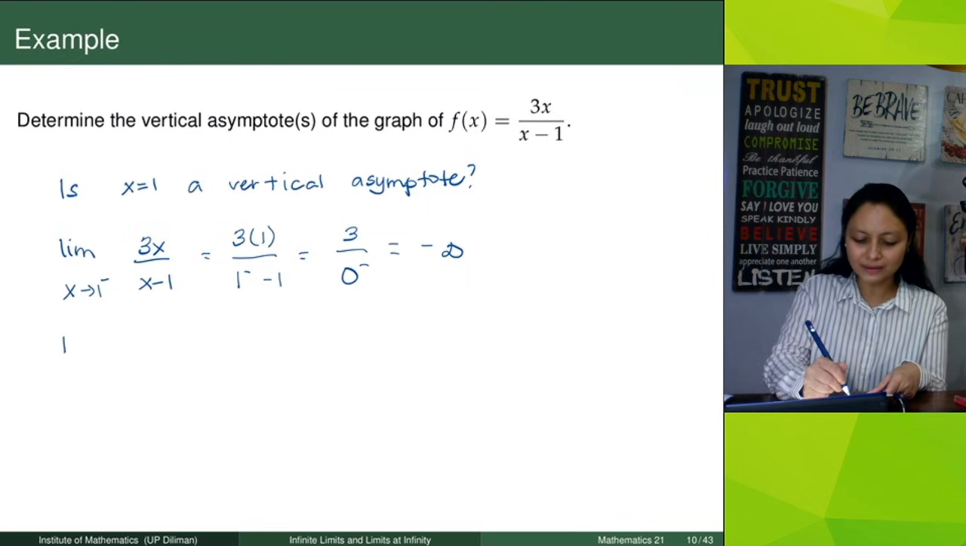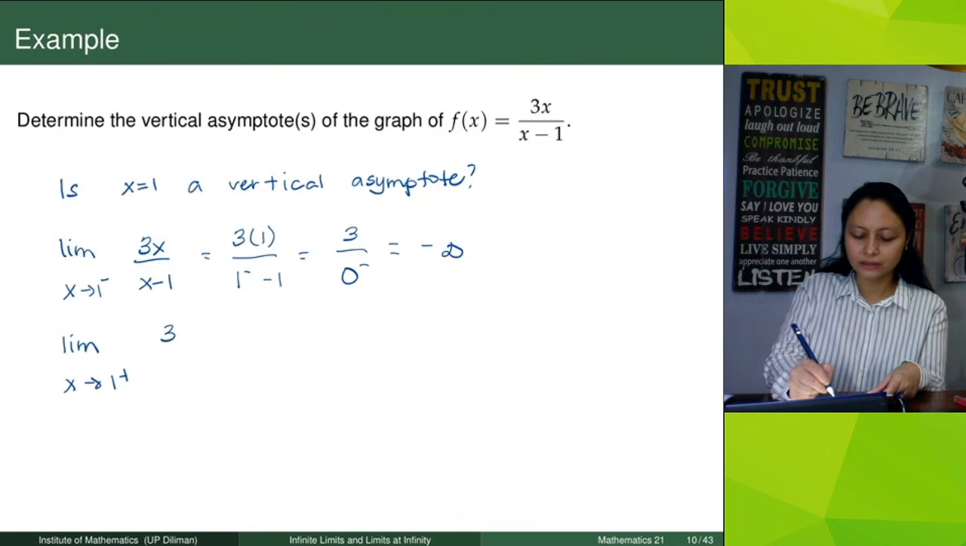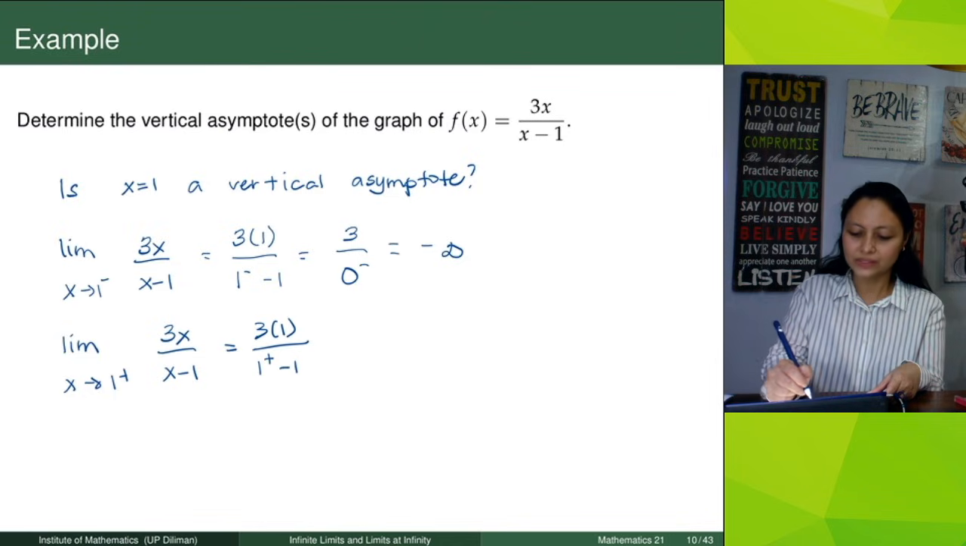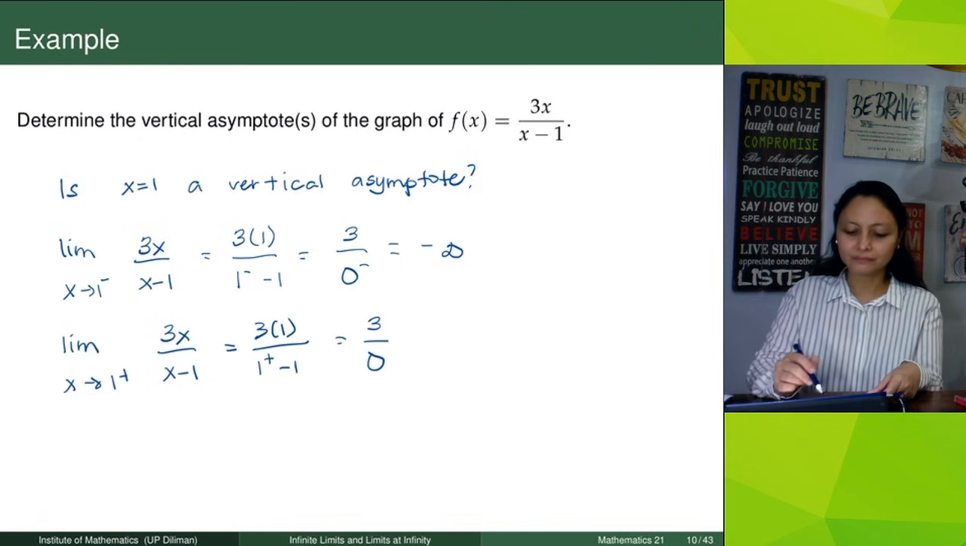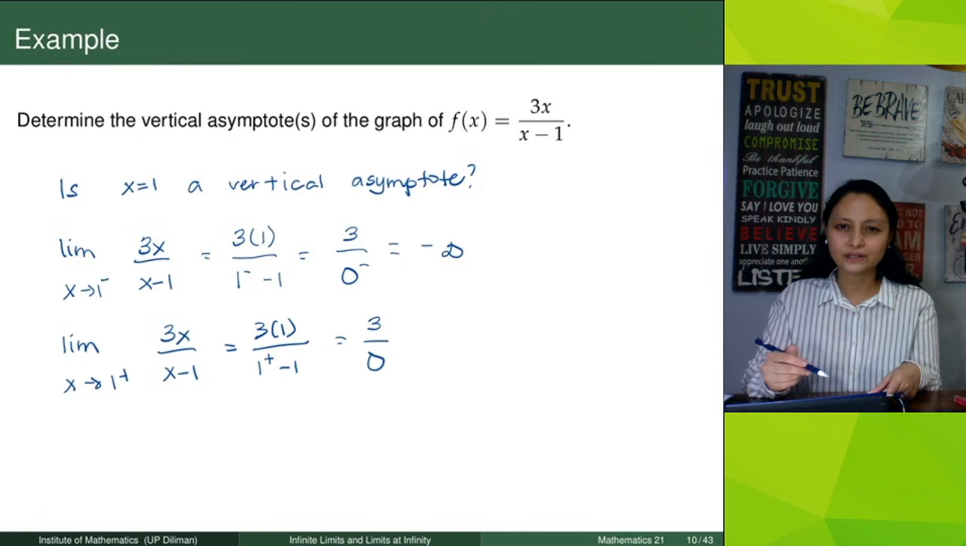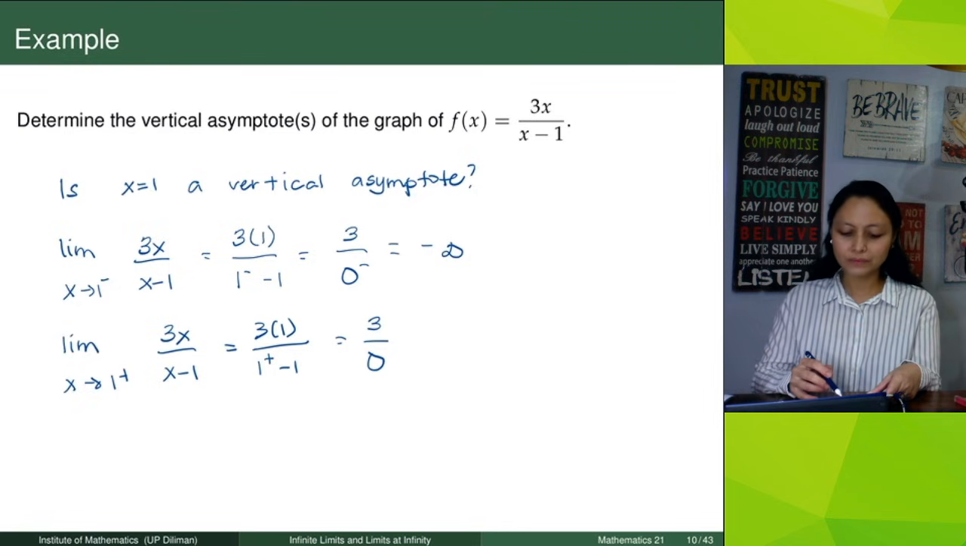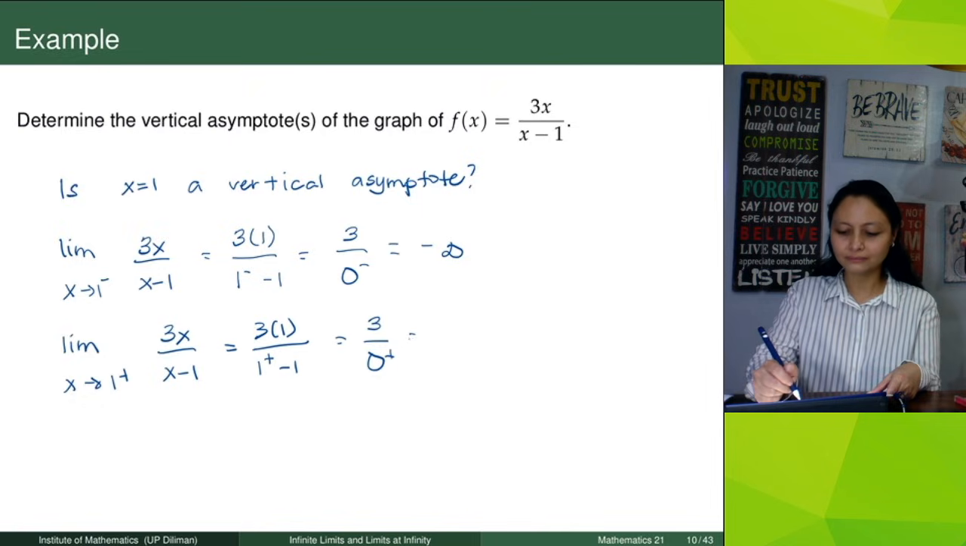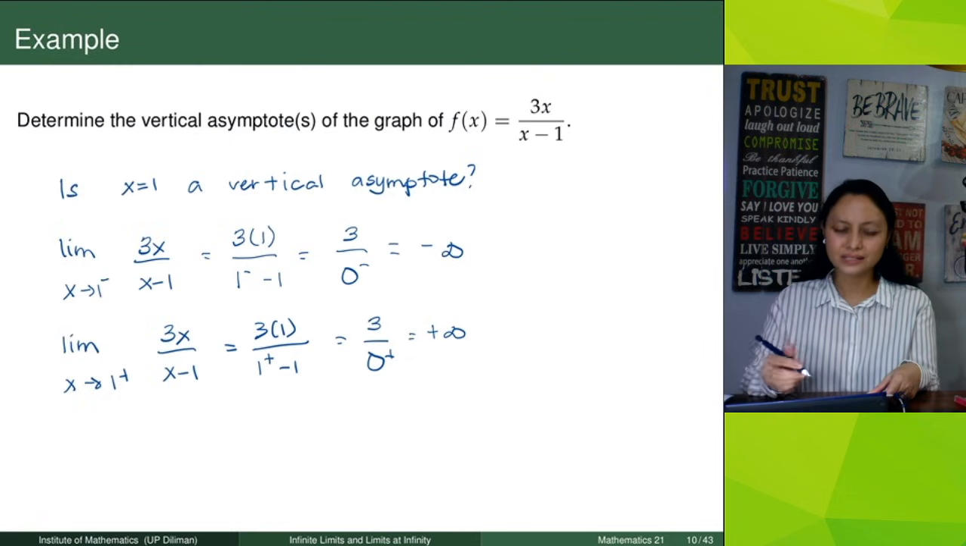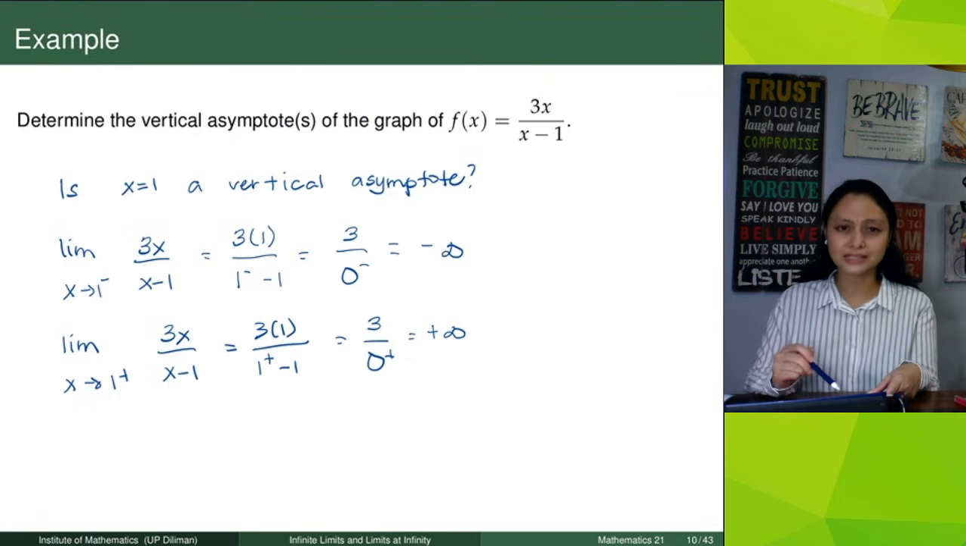But if you want to be sure, let's also get the limit as x approaches 1 from the right. So, limit of 3x over x minus 1. Again, you get 3 times 1 all over 1 from the right, minus 1. So, you get 3 all over 0. This time, x is approaching 1 from the right, or through values greater than 1. So, a value greater than 1 minus 1 will be positive. So this is equal to positive infinity. And we will discuss later how to solve these limits.